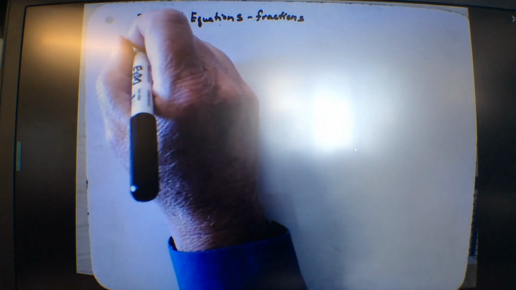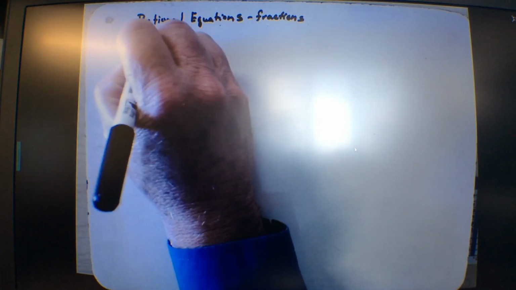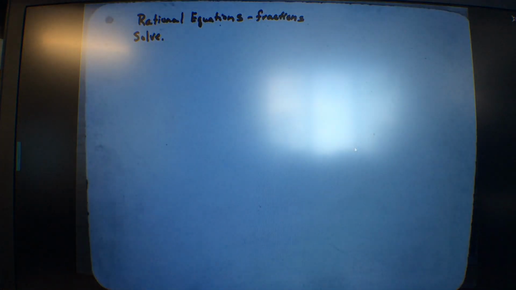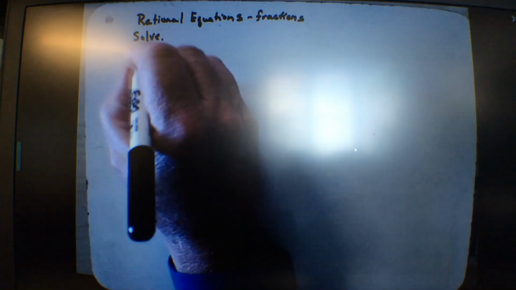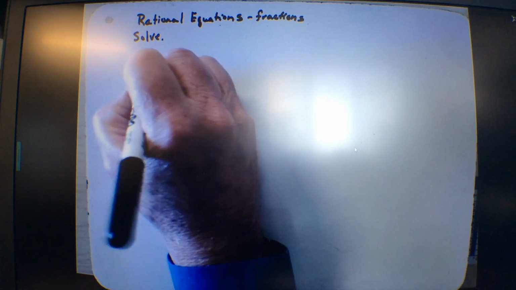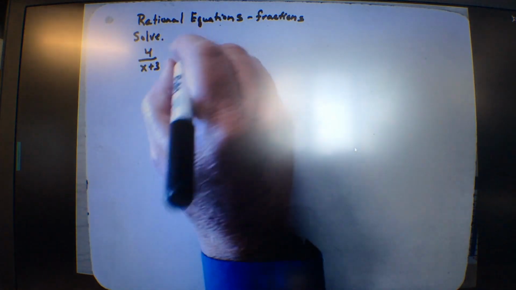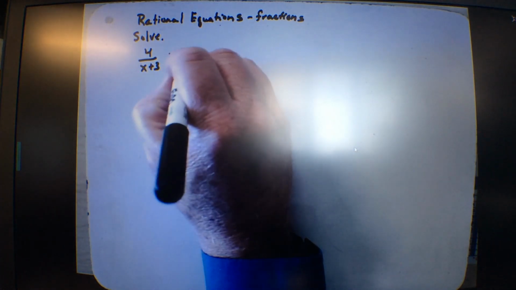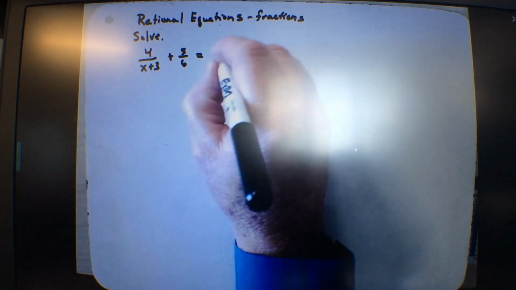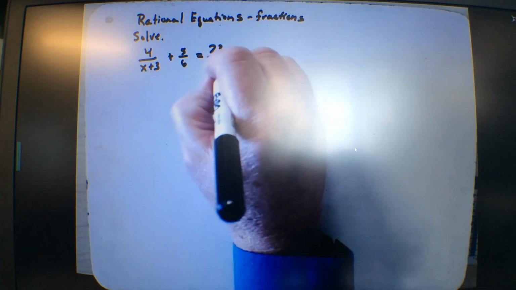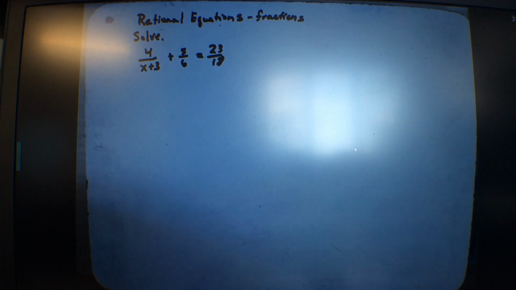So let me take a look here. The directions will be to solve. That's what we're solving for. We're solving for a variable. And it looks something like this. Okay, this is a rational equation. It has a variable in the denominator.